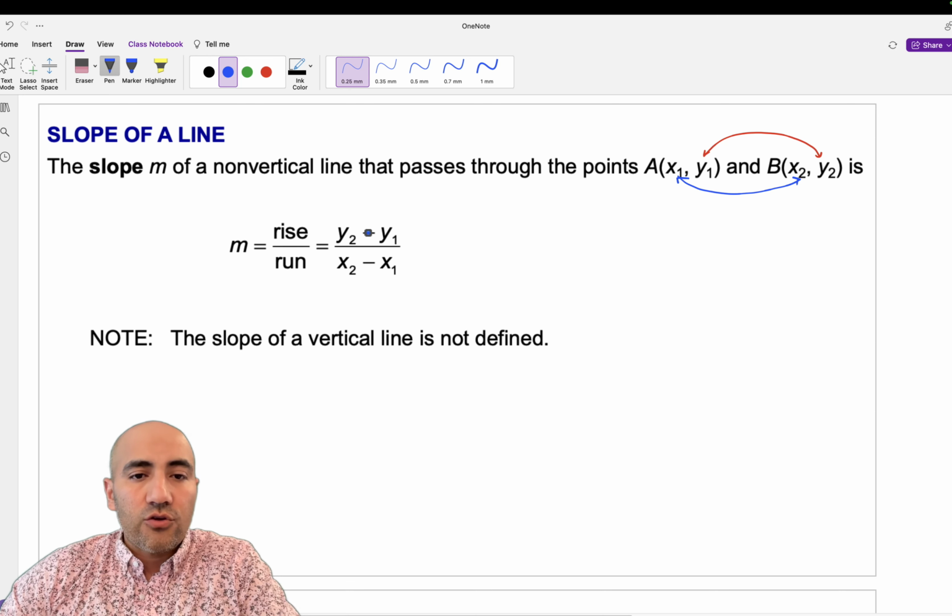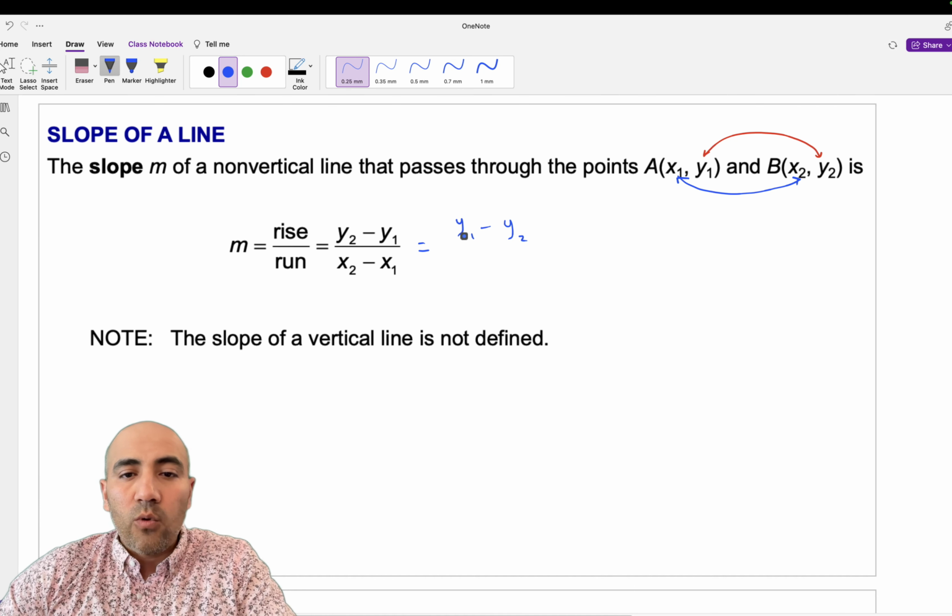But the order in which you do them can change. So just for notational sake, we put y sub 2 minus y sub 1. But we could have also just as likely put y sub 1 minus y sub 2. Right? The order doesn't matter as long as you are consistent in the denominator. So if you started with y sub 2 in the numerator, you have to continue with x sub 2 in the denominator. If you start with y sub 1 in the numerator, then you can come over here and rewrite this as x sub 1 minus x sub 2. So as long as they're consistent.